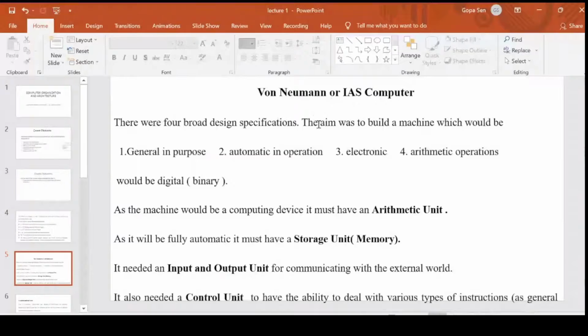The aim was to build a machine which will be general in purpose. The machine should be general, so that it will be able to perform any type of mathematical calculations. Second specification was it should be fully automatic. It should be automatic in operation. Third point was it should be electronic.